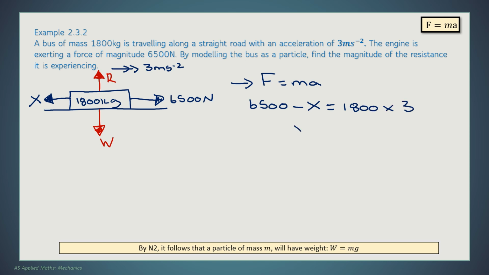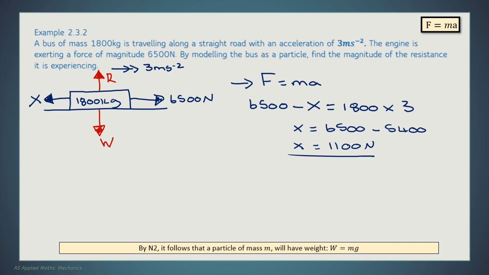So then we've got X is equal to 6,500 take away 5,400. And that answers the question. So the magnitude of the resistance it's experiencing is that.